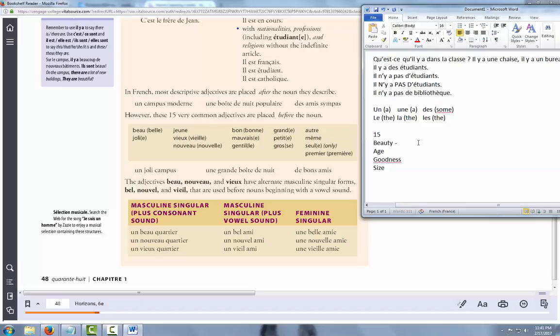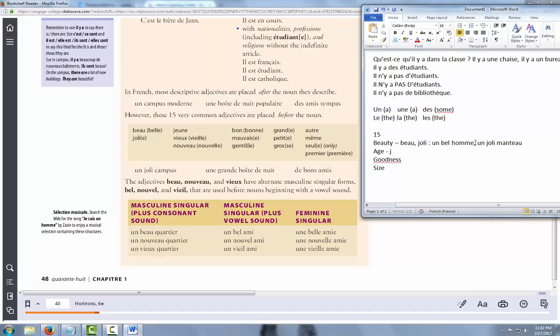So adjectives of beauty can be beau and joli, for example. Those describe somebody's beauty. So you would say un bel homme, a beautiful man. Okay, I picked a complicated one. It's B-E-L. It should be un beau homme. But since it starts with a vowel, because the H doesn't count in French, beau is going to be changed into bel for pronunciation's sake. So un bel homme, un joli manteau, a pretty coat, for example. Joli will come before the noun.